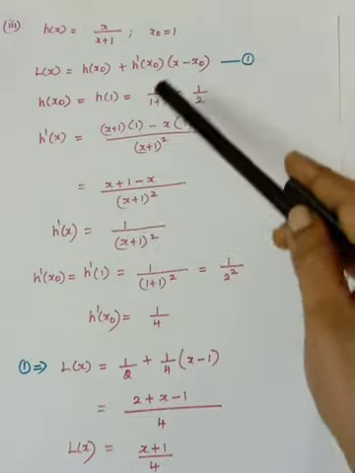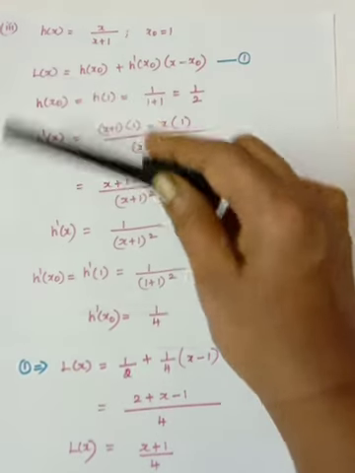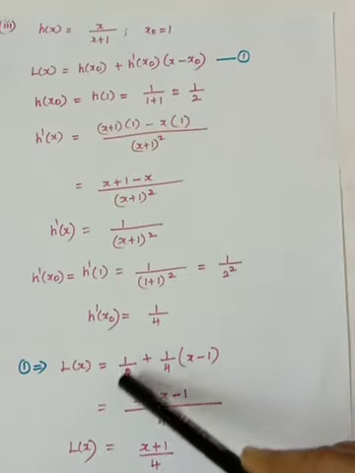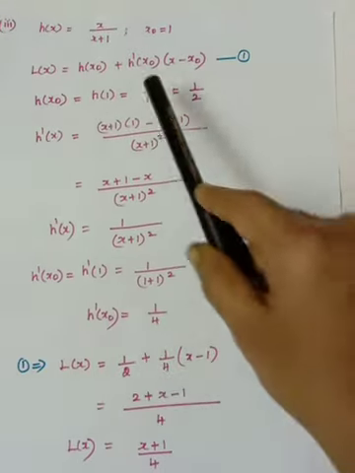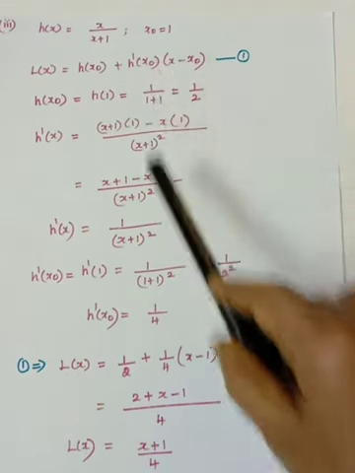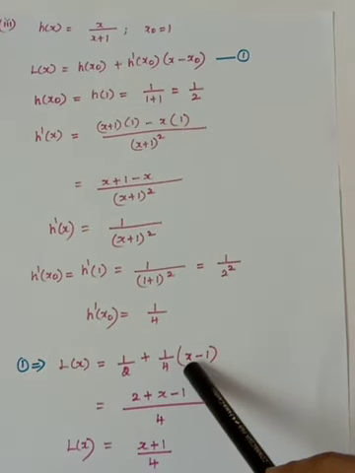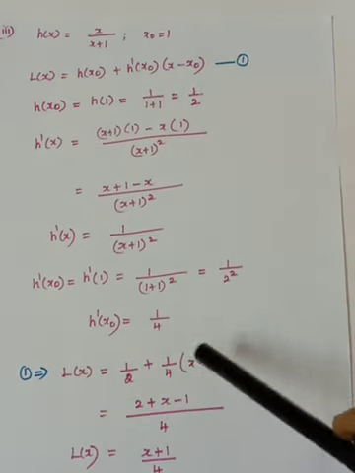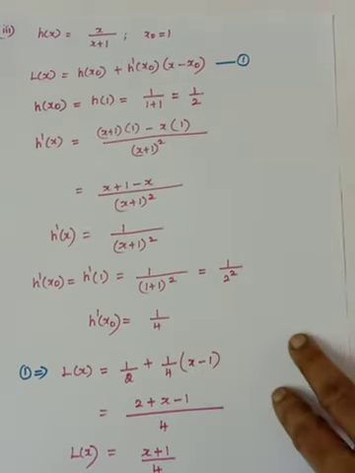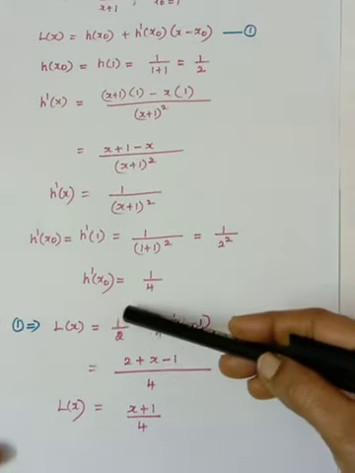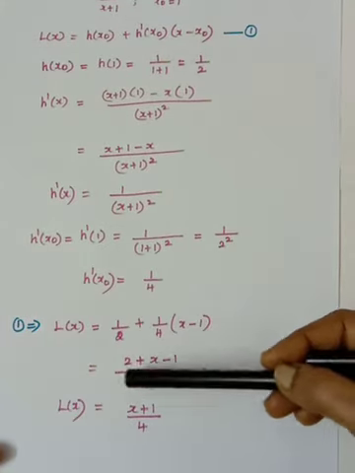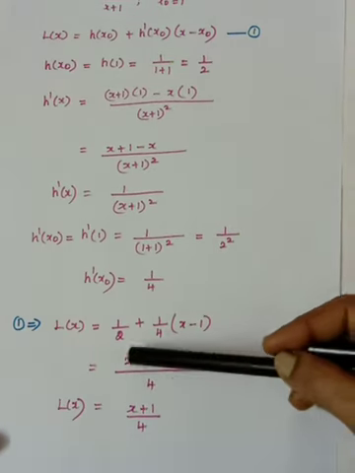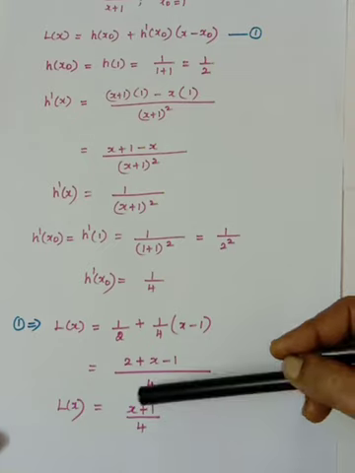After finding these two terms, you have to substitute in the formula. Therefore, L of x is equal to, what is h of x naught? Here we have found it is 1 by 2, so 1 by 2 is written. Plus, the next term is h dash of x naught, that is 1 by 4 into x minus x naught. x naught is 1. So what you have to do? You have to take LCM, so the LCM is 4. Here the first term has to be multiplied with 2. So it is 2 plus 1 into x minus 1, as x minus 1. So 2 minus 1 is 1. Therefore, x plus 1 by 4.